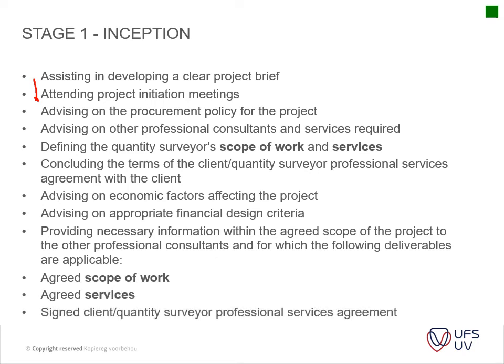So at the end, the scope is agreed after stage 1. The agreed services are decided, and the signed client QS service level agreement is signed. Look again here, the scope of the services is defined. So he still advises on the economic factors, like if you want to do a certain type of development, a residential house or a commercial house. There are certain factors that have to be taken into account. The cost per square meter also has an influence, etc.